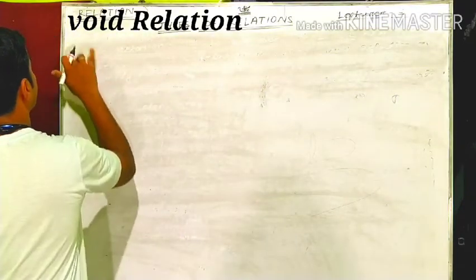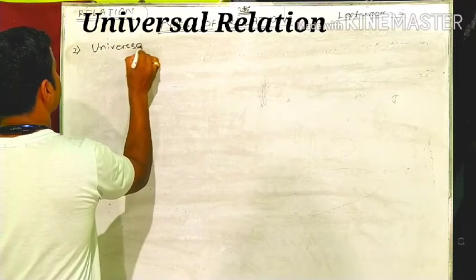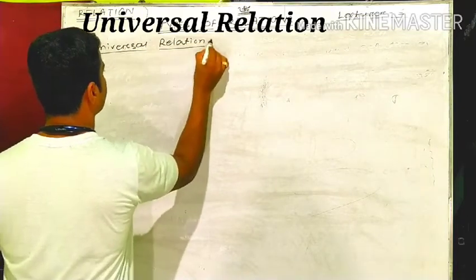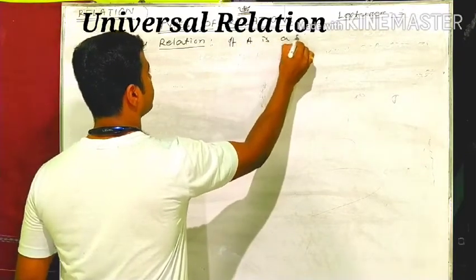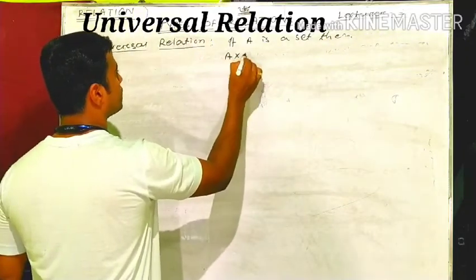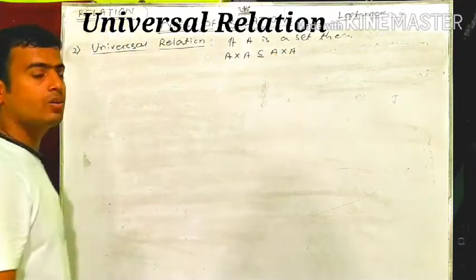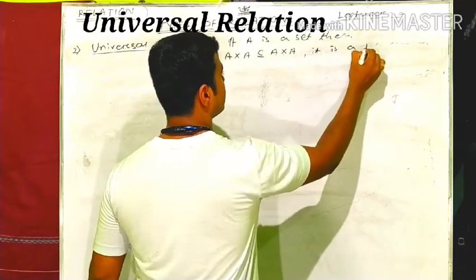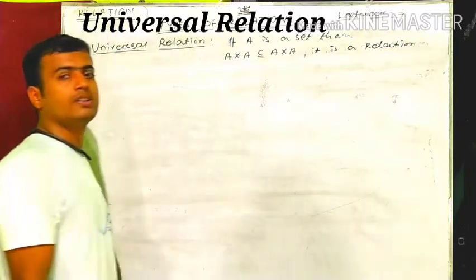Next, universal relation. If A is a set, then A cross A subset equal to A cross A. It is a relation, and this relation is called universal relation.